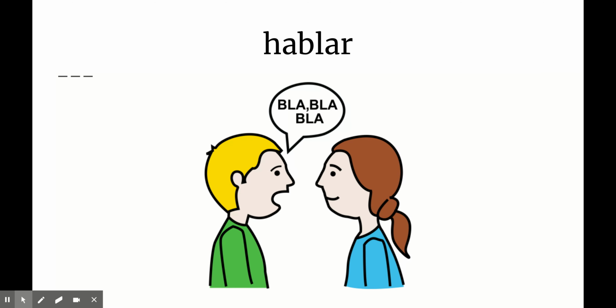Blah, blah, blah. They are obviously speaking. Hablar. Okay, again, we already practiced this one, but write it down again. Hablar, to speak. Please don't pronounce the H, guys. Don't say it with the H. Hablar, to speak.